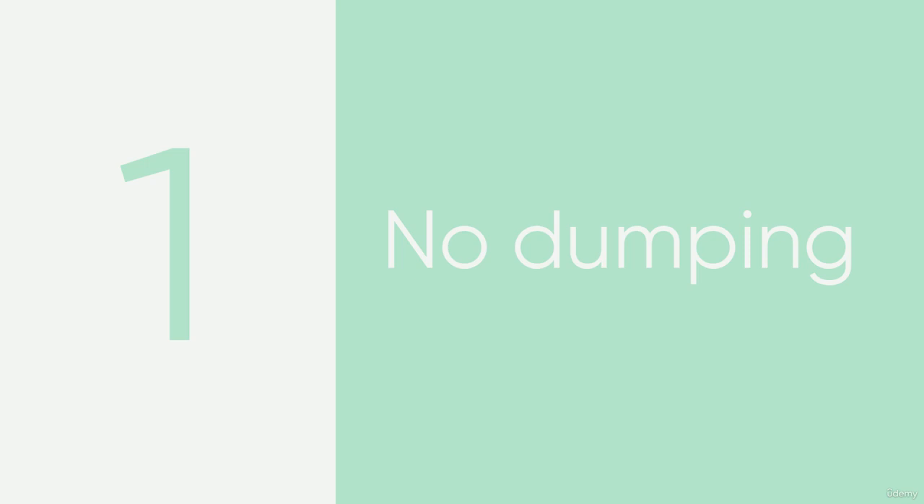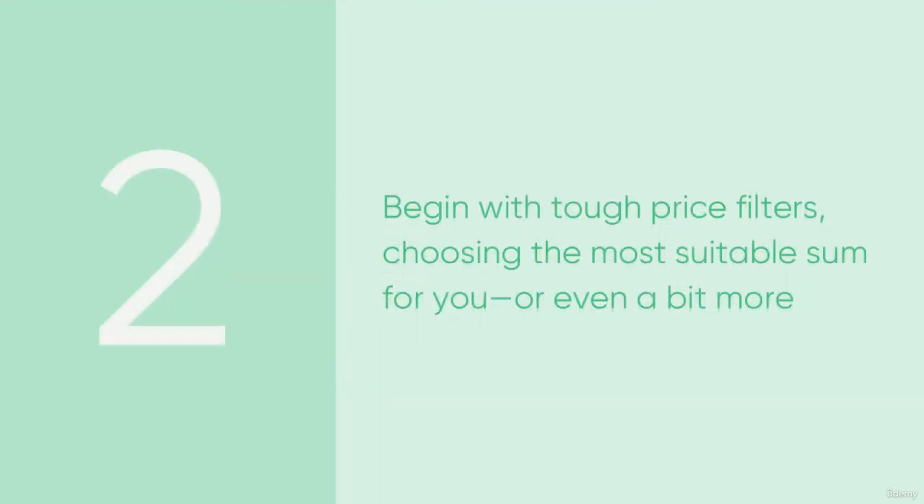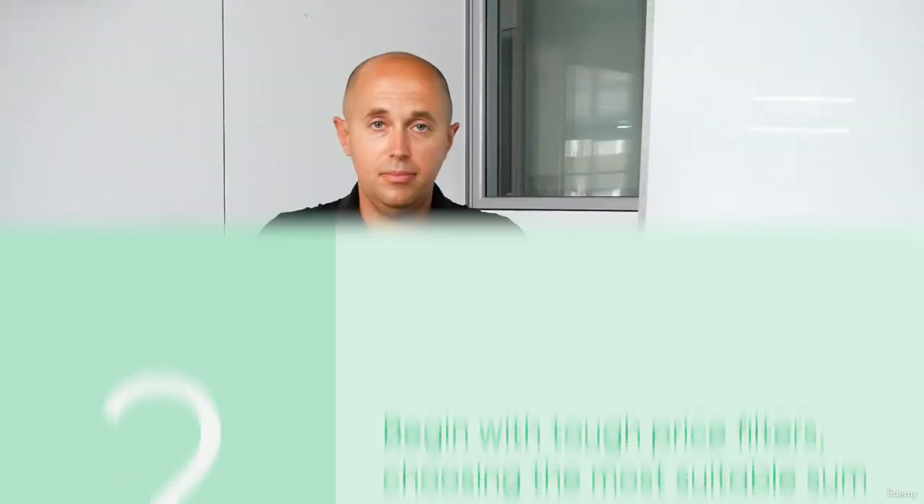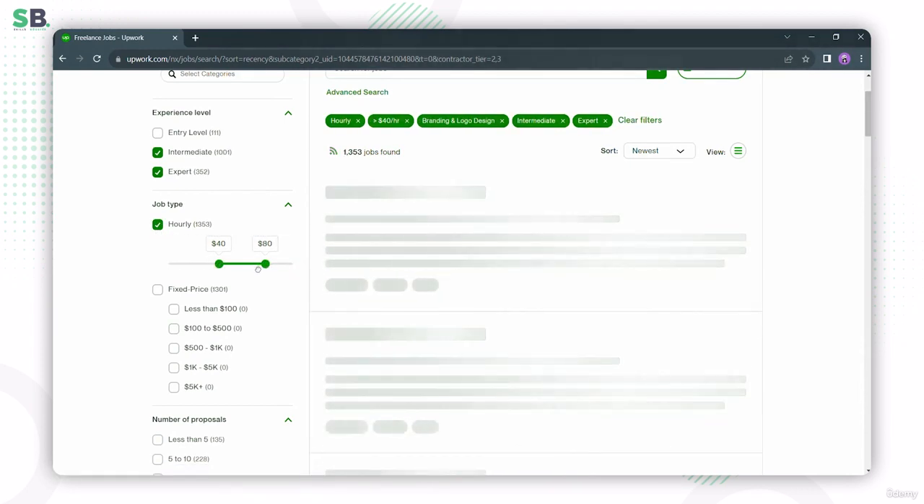From the previous lectures, you might remember that dumping, or choosing a price that's too low for your service, only increases the number of competitors and cuts down on the number of customers. Number 2. Begin with tough price filters, choosing the most suitable sum for you or even a bit more. Make this range wider step by step if there aren't enough projects with the desired compensation. For example, let's choose an hourly rate of $40 to $70 to see the number of proposals.